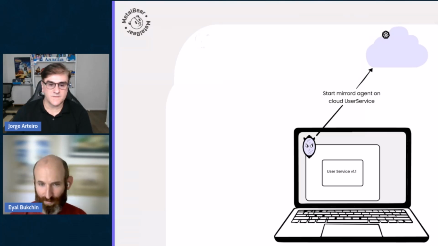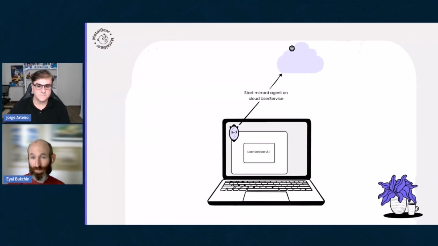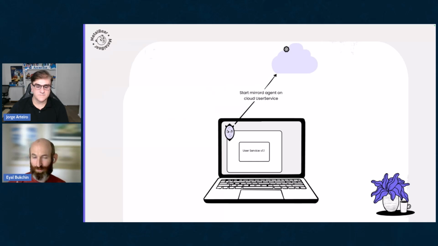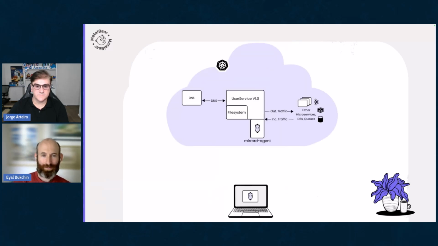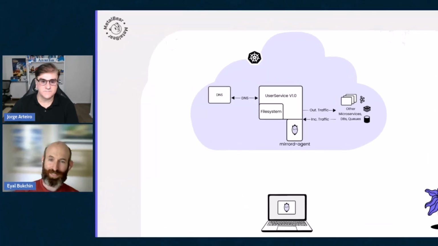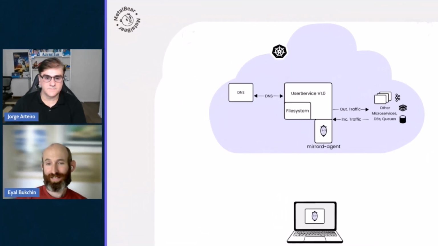Now, for this example, let's assume you're a developer that's working on your company's user service, right? And you have the user service version 1.0 running in the cloud, and you're now developing version 1.1. So the MirrorD agent starts, and when you start MirrorD, you select the pod that you want to, we call it target, right? So in this case, I would select the user service version 1.0. This is the service that I want my local process to import the context from.